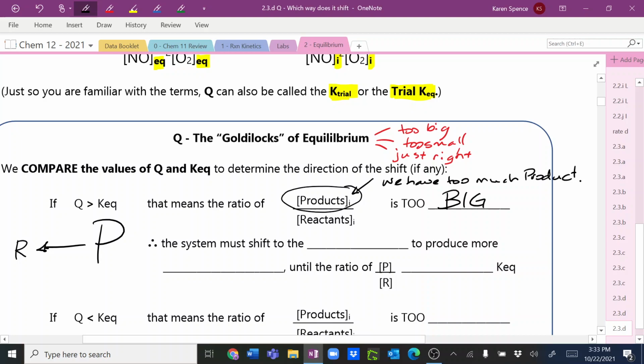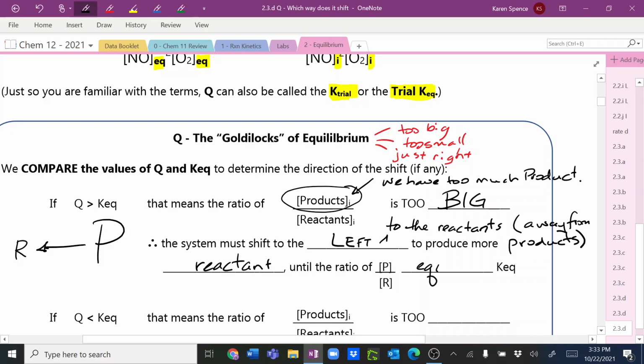So the system has to shift left, or maybe it's even easier to say to the reactants, or you could even say away from the products, to produce more reactant. Like I said, I'm not thrilled with this fill in the blank nonsense. Until the product to reactant ratio equals KEQ.